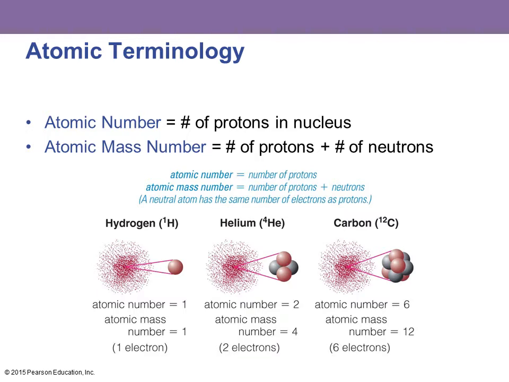The number of protons and neutrons make up the mass of the nucleus, and so that being unique, it's called the atomic mass number. Electrons have virtually no mass, so they don't go into this calculation at all. So just remember the difference between atomic number and atomic mass. Atomic number is the number of protons. The atomic mass number is the number of protons and the number of neutrons.